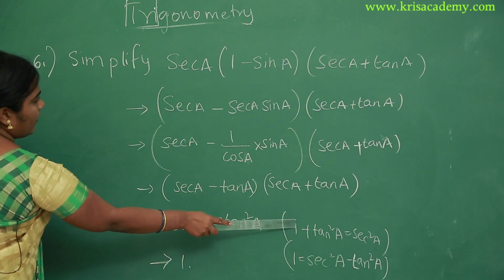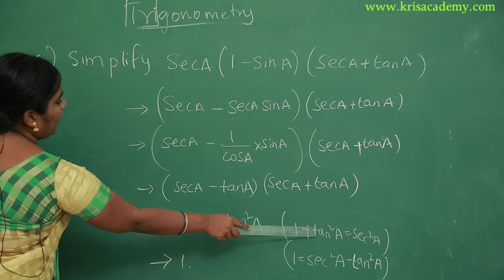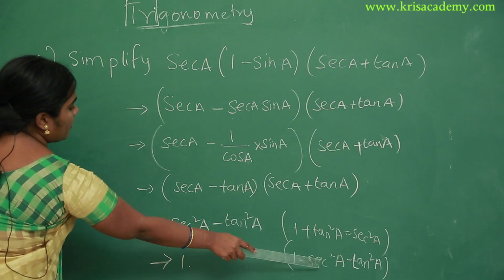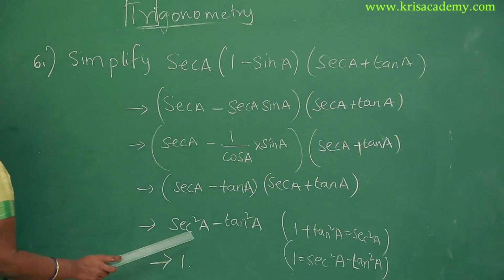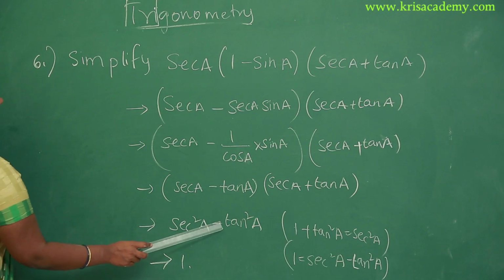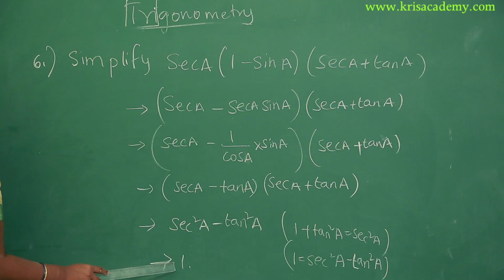Now our identity is 1 plus tan square A is equal to secant square A. 1 is equal to secant square A minus tan square A. So in place of secant square A minus tan square A, we are writing the answer 1.